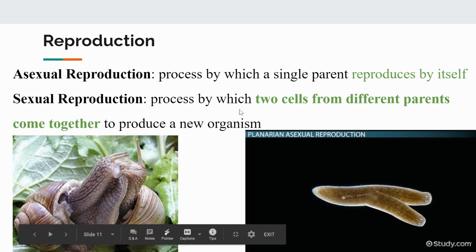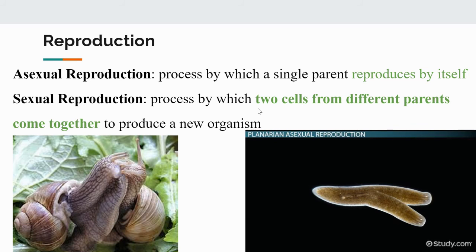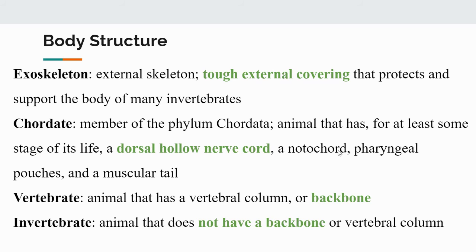In sexual reproduction, two cells from different parents actually have to come together. Those cells would have had to go through meiosis and you will produce a new organism. Those are two snails that are mating. They're doing sexual reproduction. So sexual reproduction, two parents. Asexual, one parent just splits in half and the offspring are genetically identical.